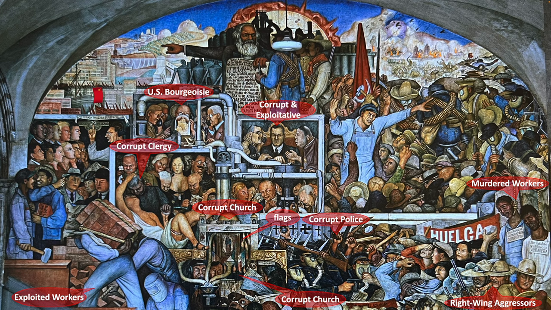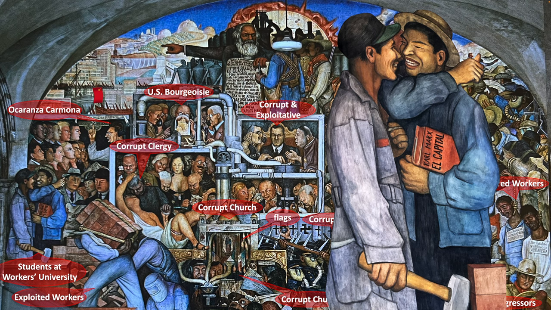Now just above is Fernando Ocaranzo Carmano, the former rector of the National University, teaching students the doctrines of Mexican socialism. Far left, the images represent the two facets of public education. The people, represented by students at the Workers' University with Marx's Das Kapital under their arms, and the education of the ruling classes.